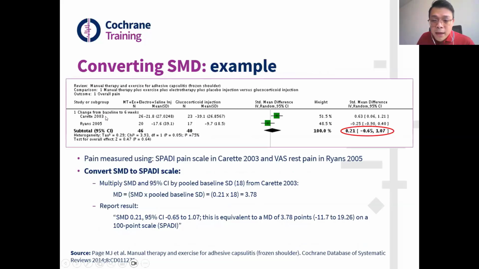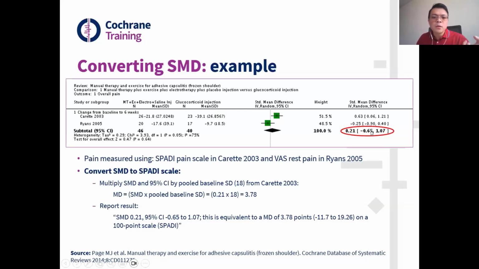In the Carret study, pain was measured using the SPADI scale, the Shoulder Pain and Disability Index Pain Scale. And the other study used a different scale, the visual analog scale. So the authors pooled these 2 studies and obtained a meta-analytic standardized mean difference of 0.21 with a 95% confidence interval of minus 0.65 to 1.07.